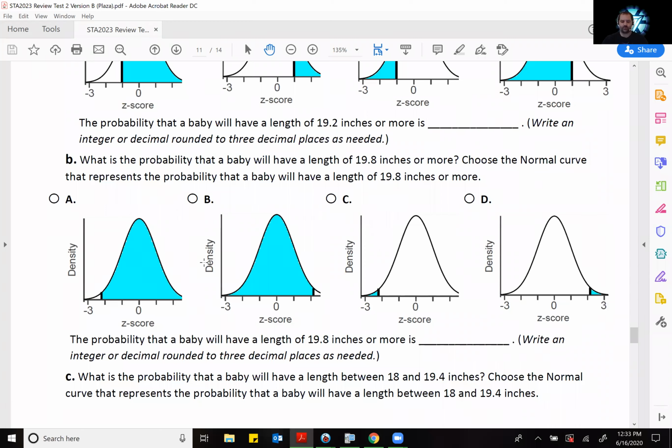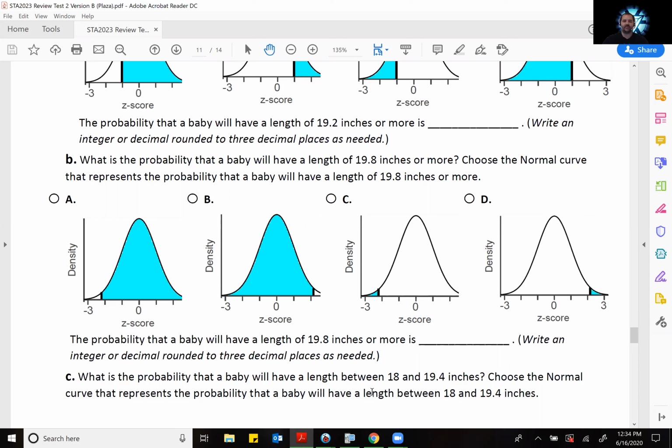What is that z-score? Let's figure that out. 19.8 minus... 2.2? Yeah. So definitely it is graph D, because we want to be above more. So what is the decimal place?